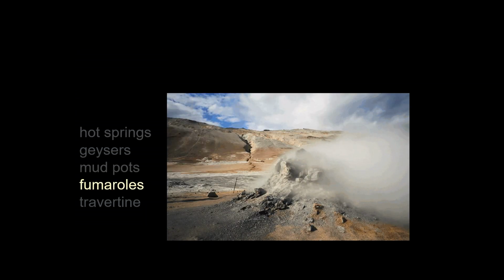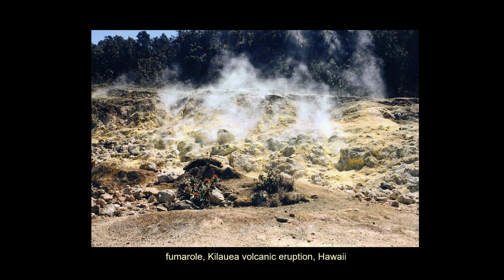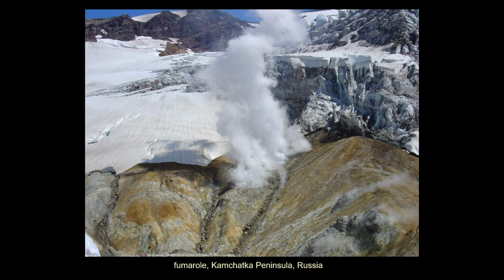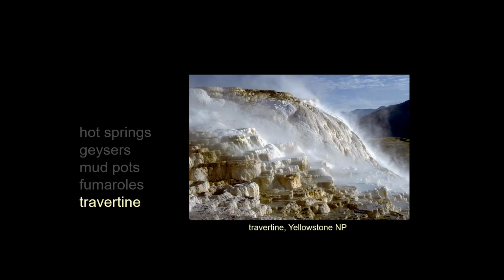And then fumaroles are just where you have steam coming out of the ground. This is Bumpus Hill at Lassen National Park in Northern California. But a fumarole there, it's just steam coming out of the ground. So not a lot of liquid water, but just steam. And another one here. This one's a fumarole near the Kilauea volcanic eruption in Hawaii. And one more on the Kamchatka Peninsula of Russia, surrounded by snow and ice.